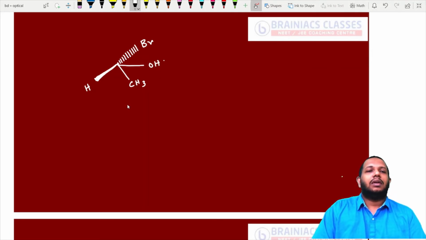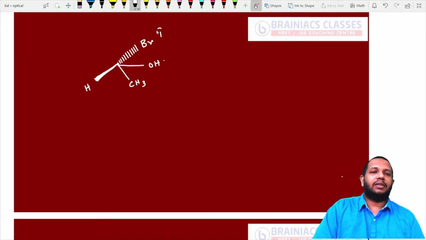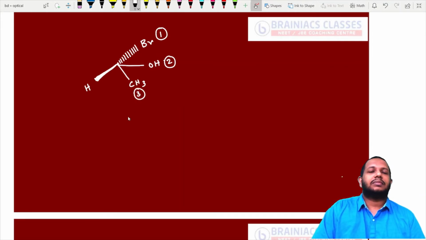Okay, so very important. Now how will we do it? The same condition. When I am assigning priority, this will have 1, this will have 2, this will have 3, and this will have 4. But the problem here is that 4 is present on a dash, not a wedge. So we need to change this to dash actually. So we need an interchange. So how will we change?